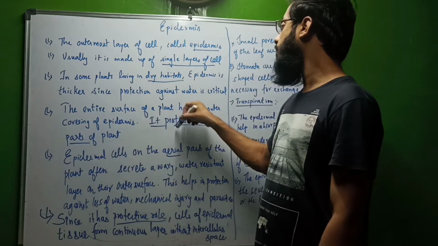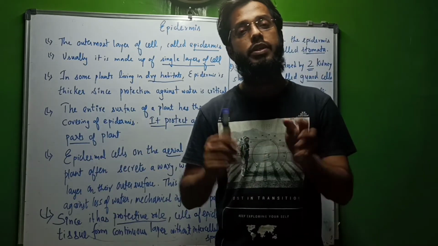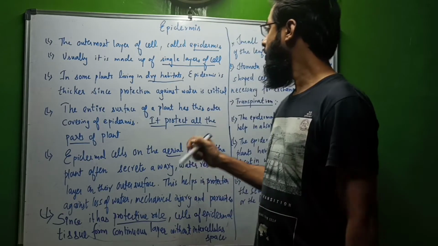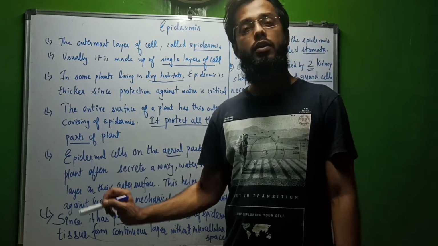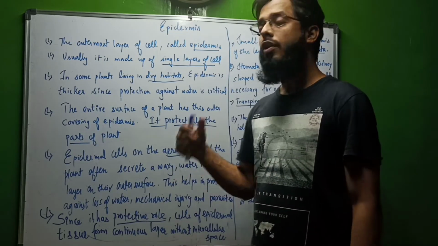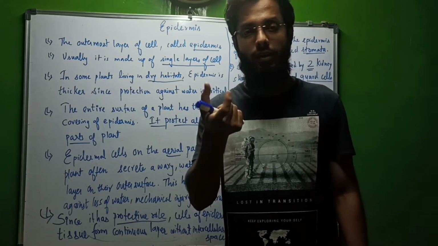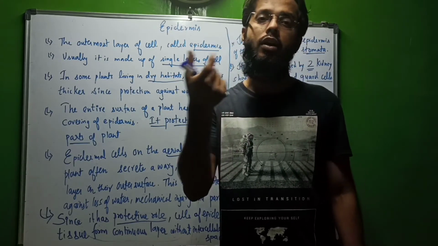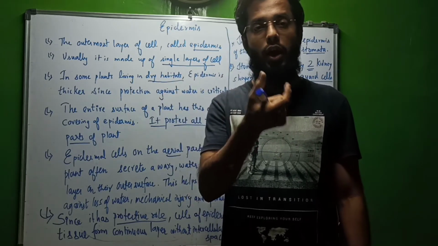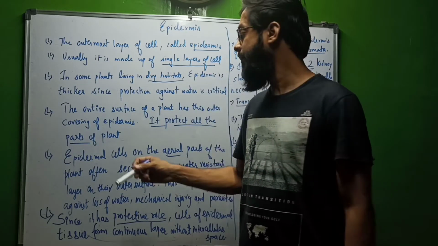The entire surface of the plant has this outer covering of epidermis. So where is epidermis? Each and every outer layer is known as epidermis. It protects all parts of the plant. In case of animals also, the upper layer is epidermis. You might have heard about a dermatologist. This word derm means skin, and from that word the skin specialist doctor is known as a dermatologist. So epidermis is the first layer of the skin in case of animals or plants.